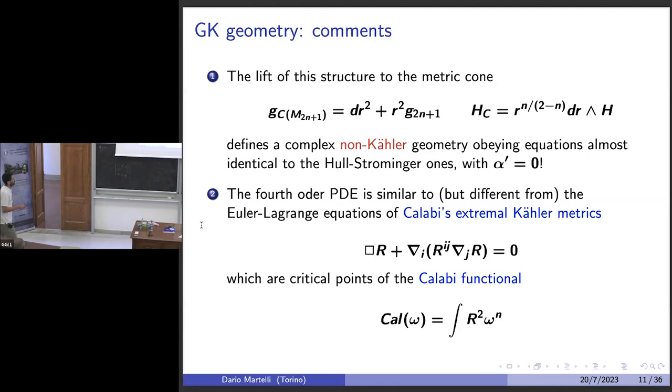In a simplified version, when you just stick alpha prime to zero, so there is no gauge bundle to worry about, nothing. Those equations were in the particular case of alpha prime equal to zero. That's comment number one, which may be interesting to explore.